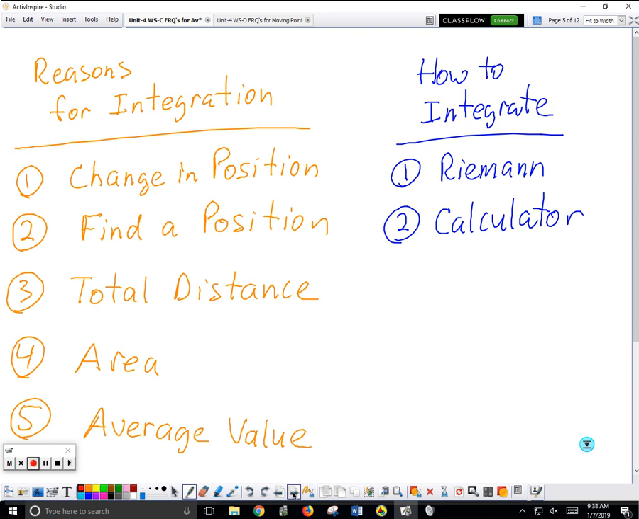So we integrate, like, how we actually do it. The Riemann sum is just an approximation, it's not very correct, but the calculator gives us a more correct answer. Yeah, let me say it back to you, Elijah.